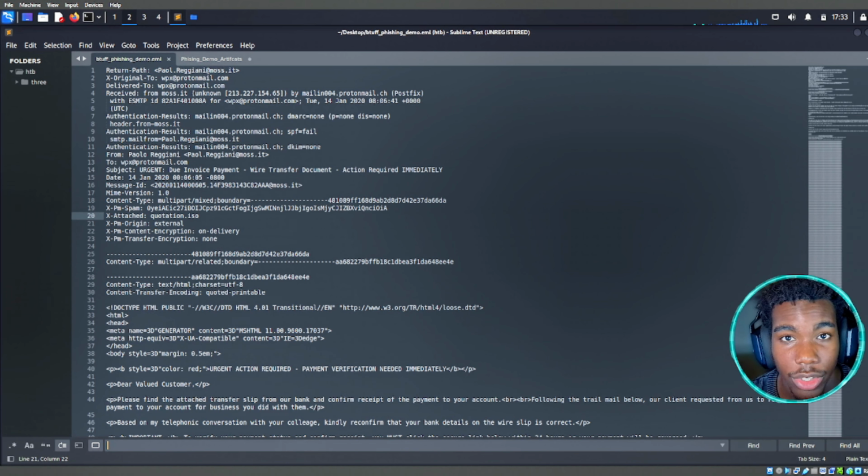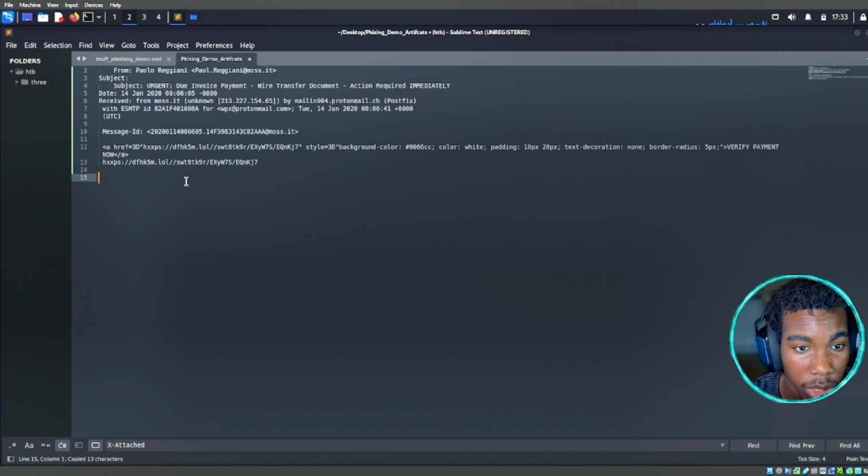Now let's go ahead and do some file artifact collection. So we're going to first look for the X-Attached header, and that will essentially just tell us all the files that are attached to the email. And we have that quotation.iso. So we're going to get that down here and go ahead and type in attachments. And that's essentially just going to have us get that attachment name down.